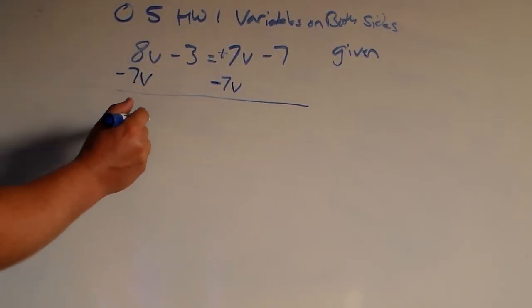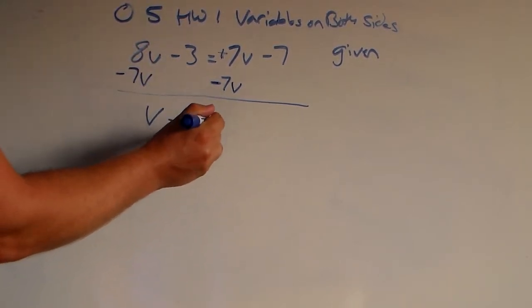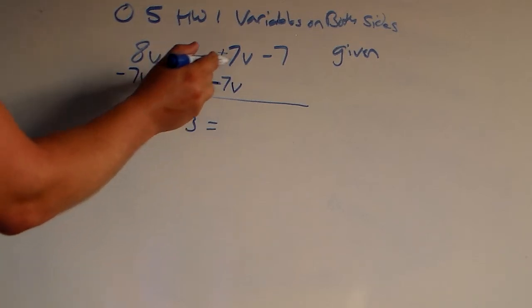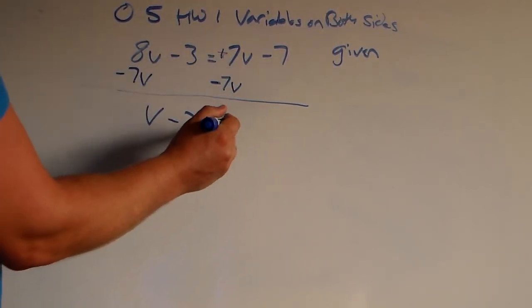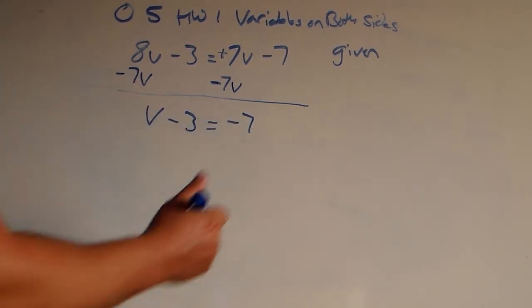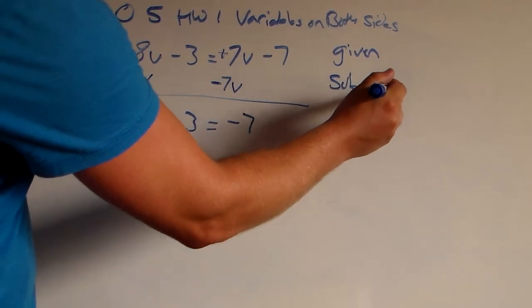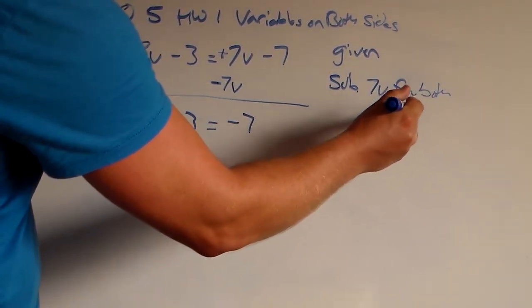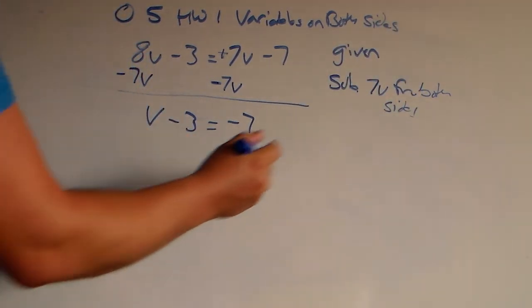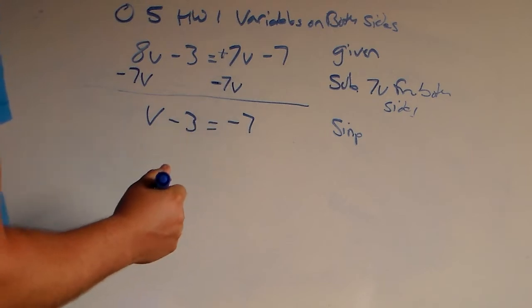8v minus 7v gets us 1v. Carry down the negative 3. Carry down the equal sign. Positive 7v minus 7v, they cancel out. And we carry down that negative 7. So we subtracted 7v from both sides of the equation. We simplified it, just rewrote the equation.